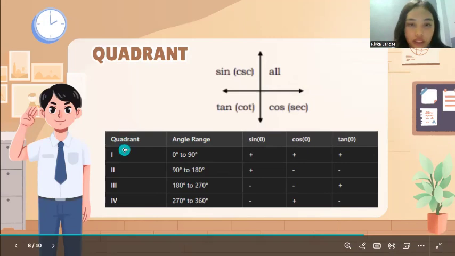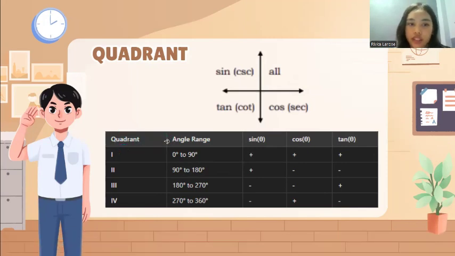In quadrant 1, the angle range is 0 degrees to 90 degrees. Sine theta is positive, cosine theta is positive, tan theta is positive. In quadrant 2, for the angle range 90 degrees to 180 degrees, sine theta is positive, cosine theta is negative, tan theta is negative.